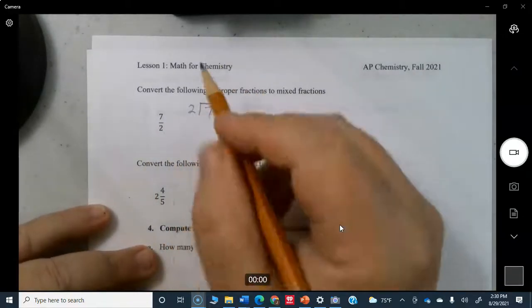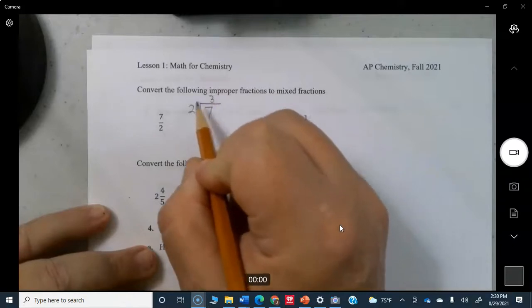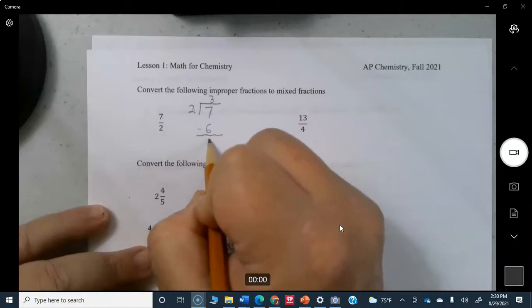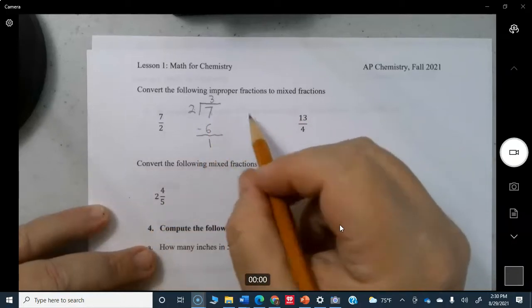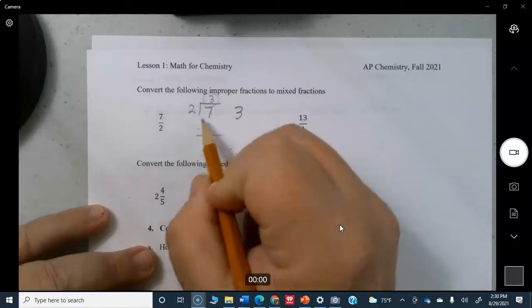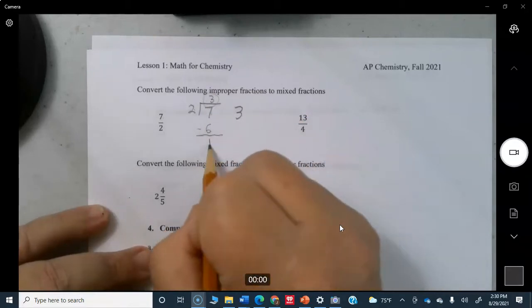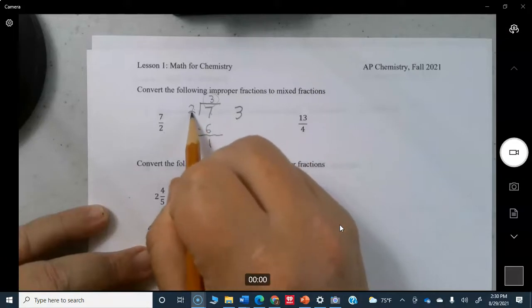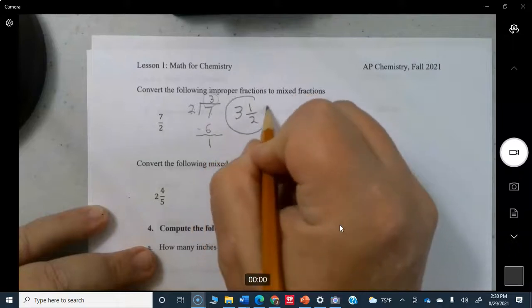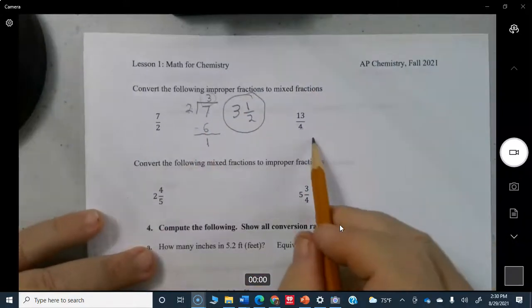Okay, so 2 goes into 7 3 times. 3 times 2 is 6, and you're going to subtract that. 7 minus 6 is 1, and you're done with the division. So your answer is going to be, this number is going to be the whole number. That's how many times 2 went into 7. And then it's the remainder over this number, which is called the divisor. So it's 3 1/2. Okay, and that's the answer to that. You go ahead and do that one.